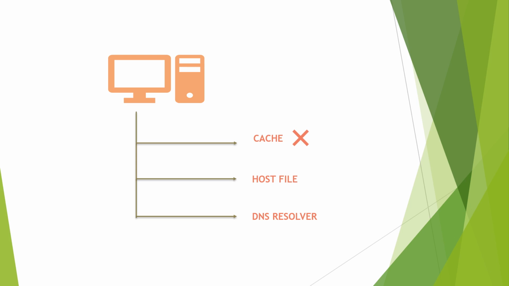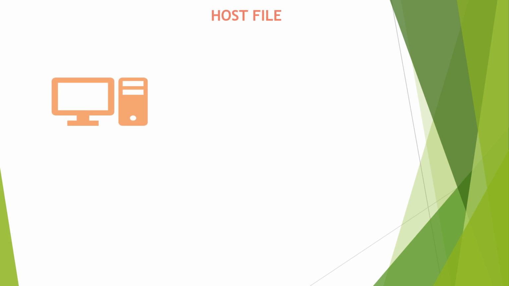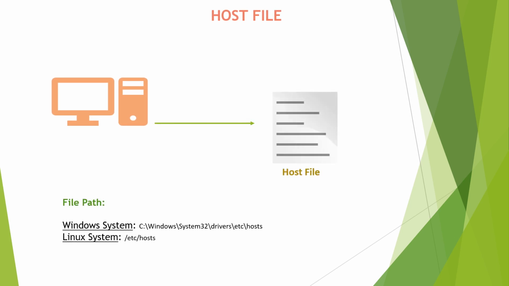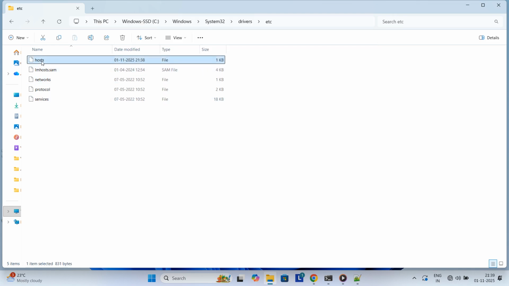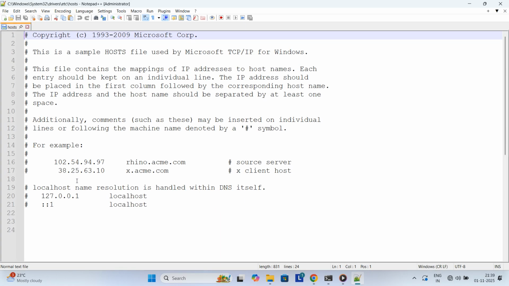The next step is to check the host file. Every computer has this host file. It is a simple text file that can manually map domain names to IP addresses. To see the host file of your own computer, you can go to C, Windows, System32, drivers, and then etc. Here is the host file of my computer. If I open it with a text editor, you can see the details.